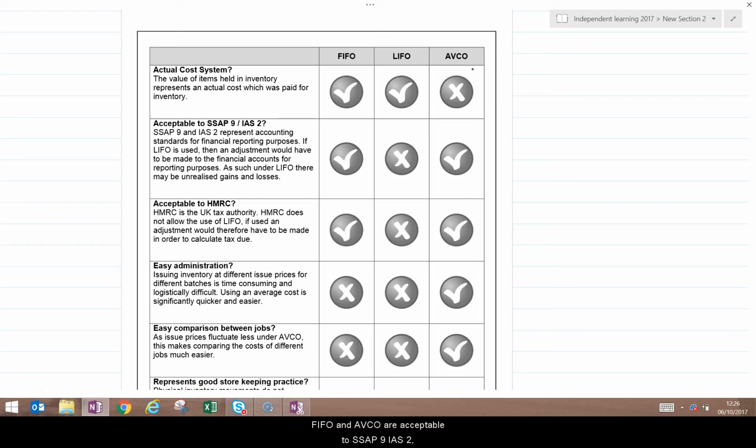Fifo and Avco are acceptable to SSAP 9 and IAS 2, so these are the accounting standards. Basically what that is saying is that if you use these stock valuations to put into your financial accounts, providing you've valued using either Fifo or Avco, that is acceptable. Lifo is not an acceptable method to value your stock for your financial accounts. And the same applies to whether it's acceptable to HMRC. Right, Fifo and Avco are acceptable, Lifo is not.